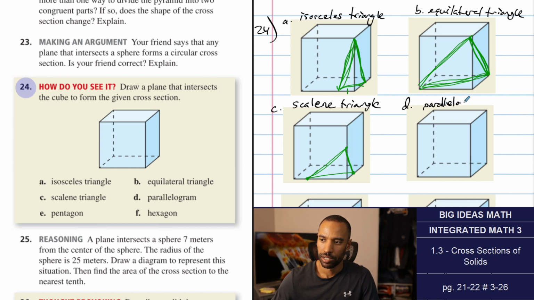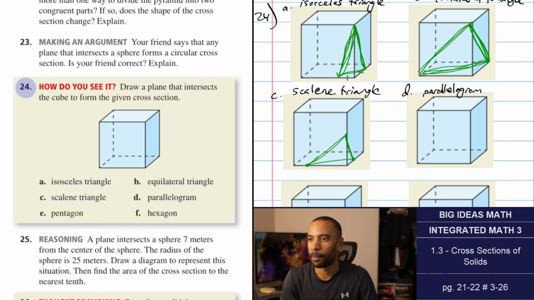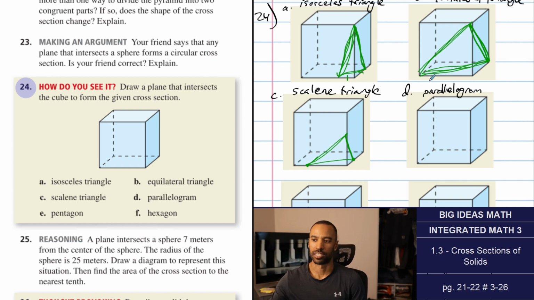Well, a rectangle is also a parallelogram, but make sure that you go in and out of faces. Let's see. I want to make it not a rectangle, though. Can I? I don't know. A rectangle is still a parallelogram. I just don't want to do one.